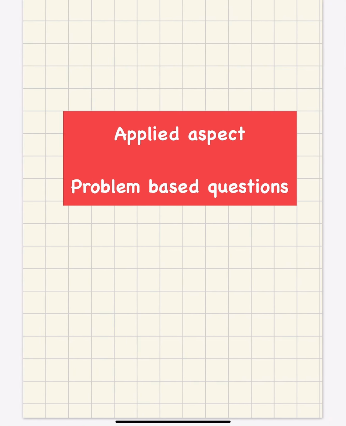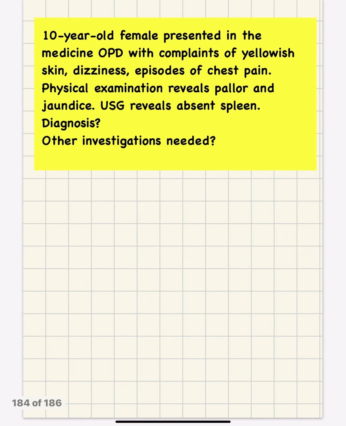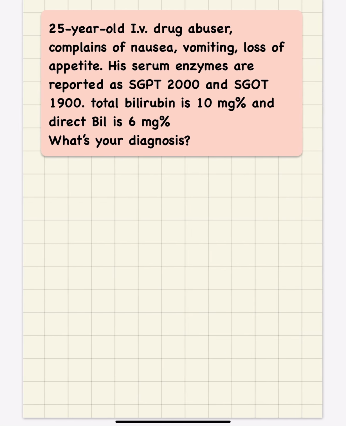Now lastly, we can just have a look at some problem-based questions and apply the knowledge that we have gained in this lecture. So just three quick questions. First, there is a 25-year-old intravenous drug abuser who complains of nausea, vomiting, and loss of appetite. So there are constitutional symptoms in this patient.